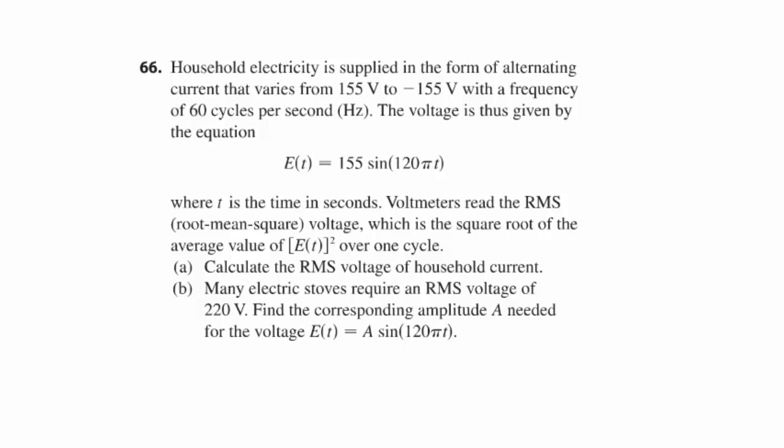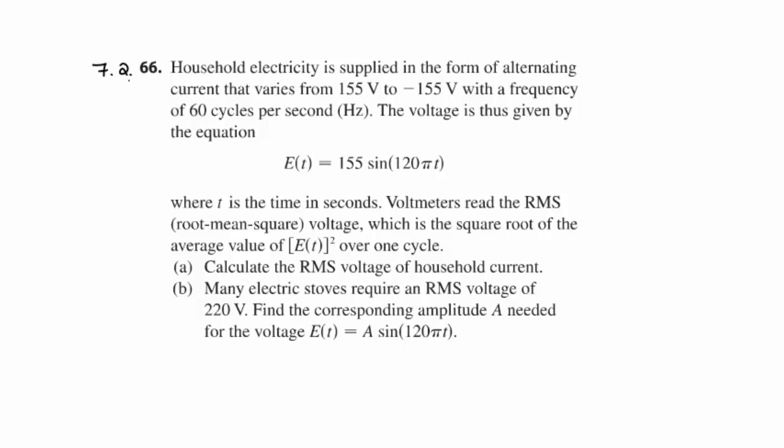This is problem 7.2, number 66. Household electricity is supplied in the form of alternating current that varies from 155 volts to negative 155 volts with a frequency of 60 cycles per second, in hertz. That's the unit for frequency. The voltage is thus given by the following equation, where t is measured in seconds.